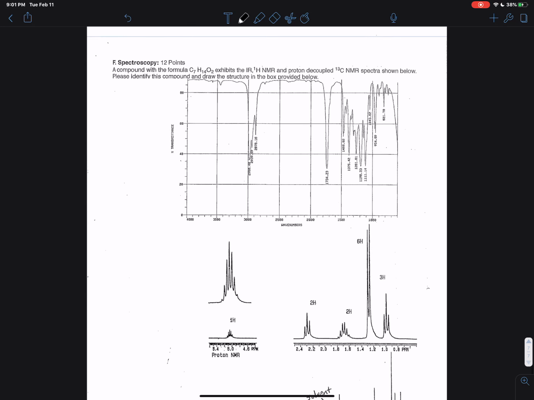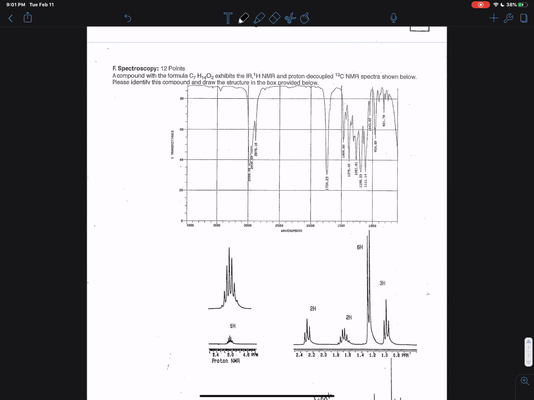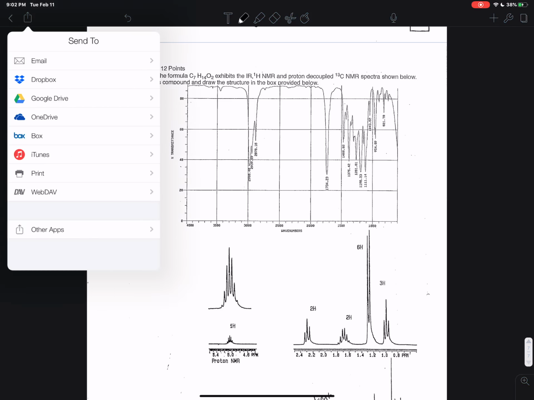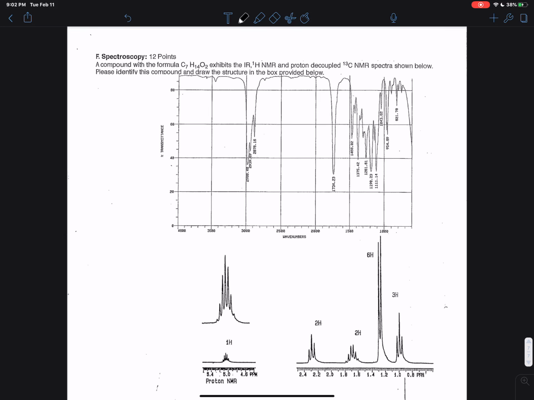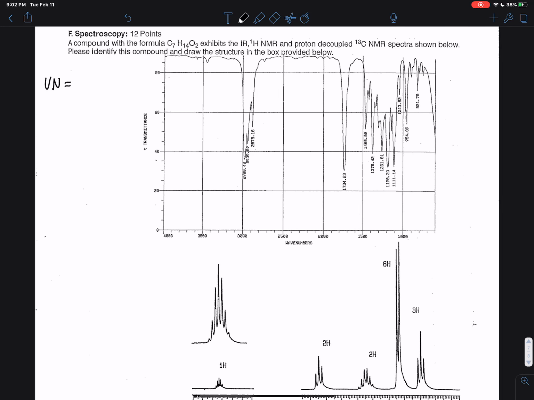Alrighty, so let's do the spectroscopy. Let's see what we got. Okay, so compound with the formula C7H14O2. Carbonyl right away. So the first thing before we jump the gun, let's just do our unsaturation number, okay? So what's the formula for unsaturation number? 2 times number of carbons plus 2 minus number of hydrogens.